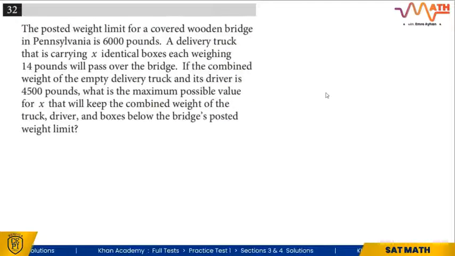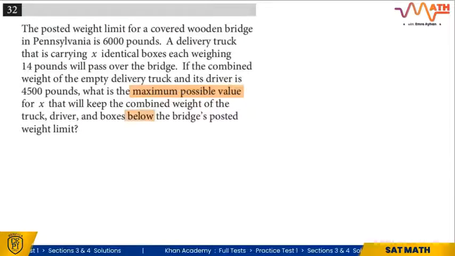32. The posted weight limit for a covered wooden bridge in Pennsylvania is 6,000 pounds. A delivery truck that is carrying x identical boxes, each weighing 14 pounds, will pass over the bridge. If the combined weight of the empty delivery truck and its driver is 4,500 pounds, what is the maximum possible value for x that will keep the combined weight of the truck, driver, and boxes below the posted limit? So below the bridge limit is also important.